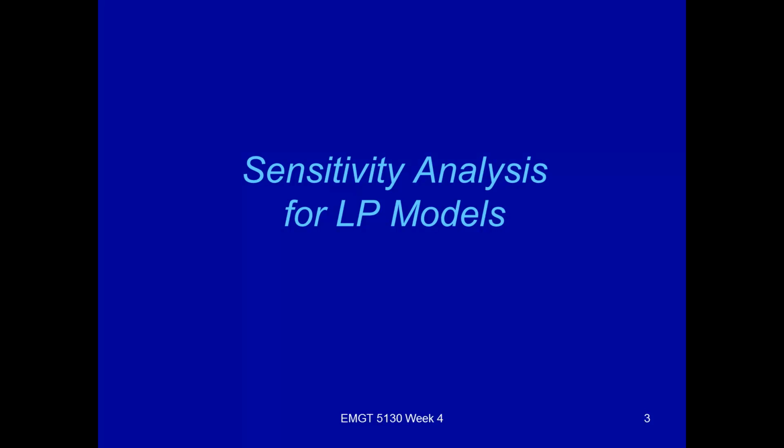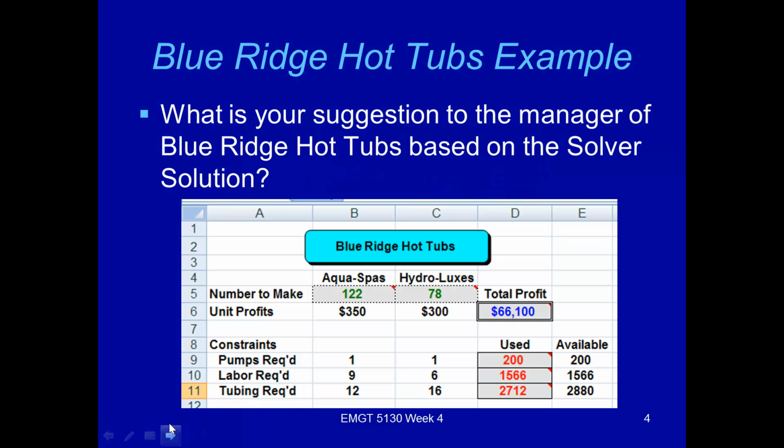Because a lot of information is going to be presented. Okay, so using that Blue Ridge Hot Tubs problem, the very first example we talk about in this class, we implement the model, solve that, and we got the solver solution. Okay. Based on this Excel spreadsheet, what are you going to suggest to the manager at the Blue Ridge Hot Tubs company? You guys still remember the problem?